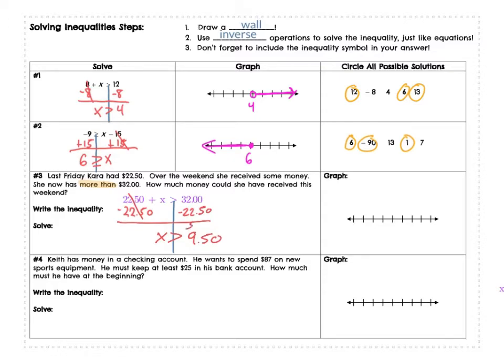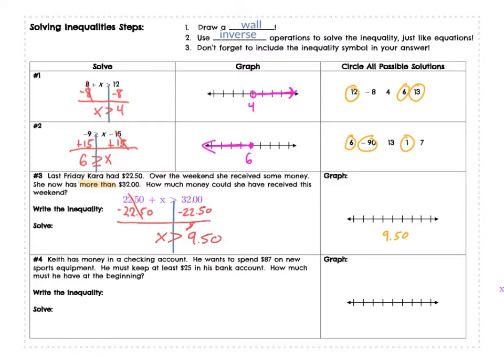So I'm going to make sure that I throw my dollar symbol on top of that 9.50. So we're now talking about x is greater than $9.50. Now we're going to go over here and graph it. In order to graph it, I need to know what I'm writing out, and my answer is going to be 9.50, as I just figured out.